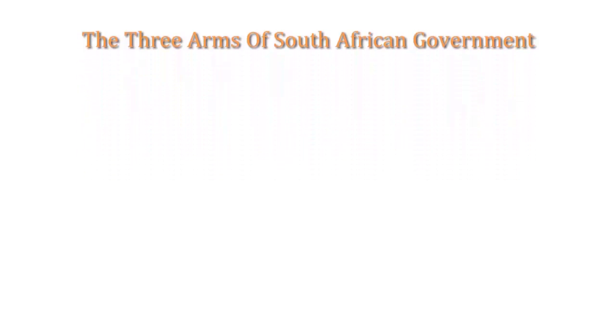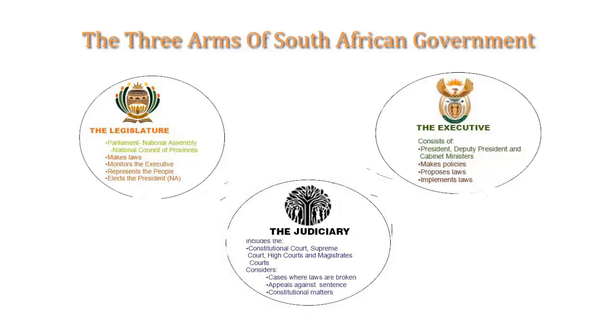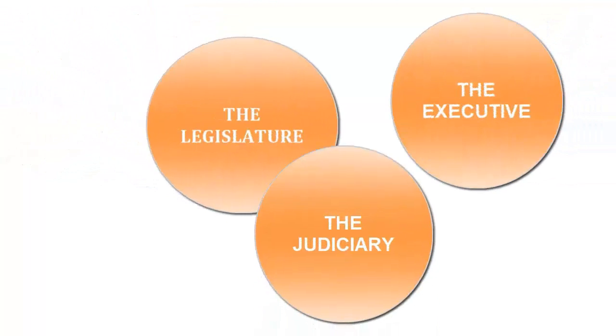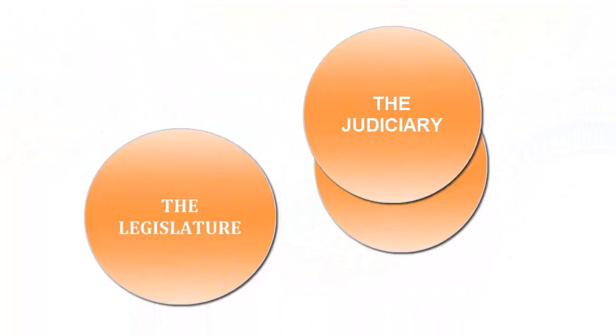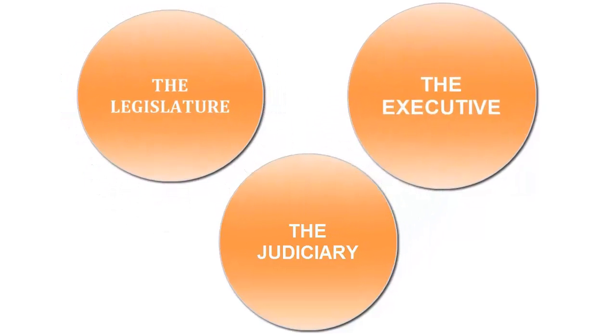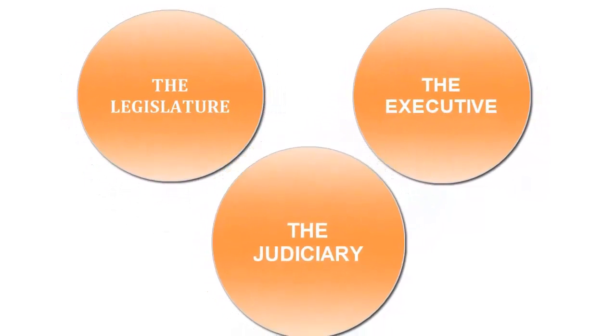The three arms of South African government. The Constitution states the power of the state must be separated into three arms. These three arms governing the country are of equal but overlapping powers. Namely, they are 1. The legislature, 2. The executive, and 3. The judiciary.